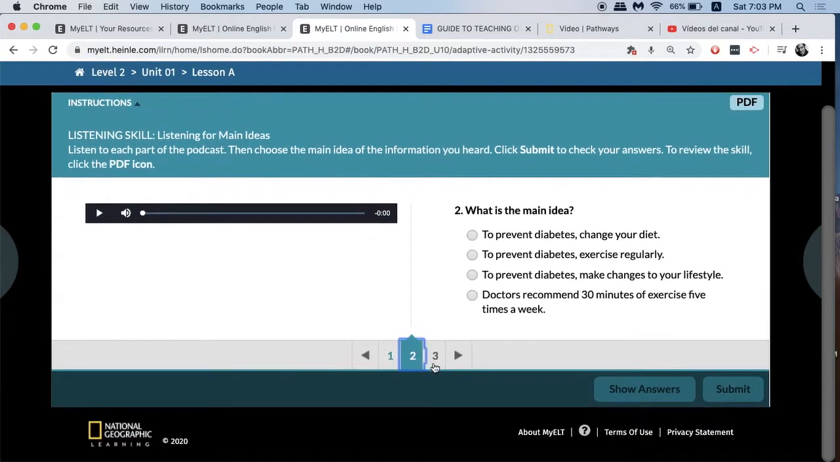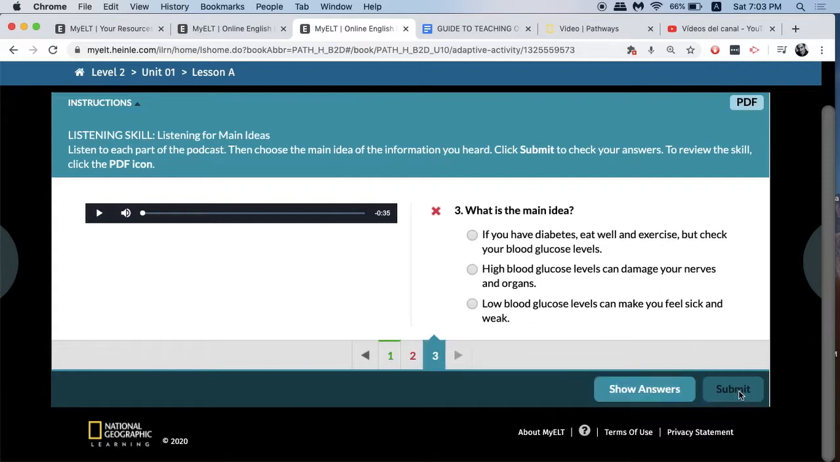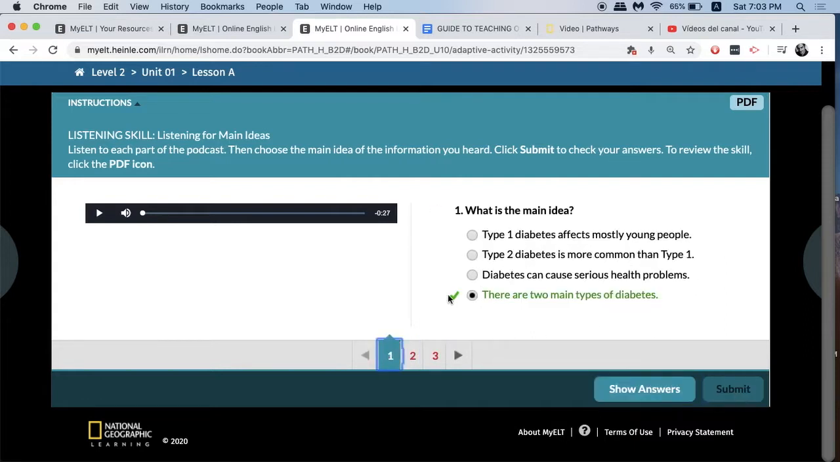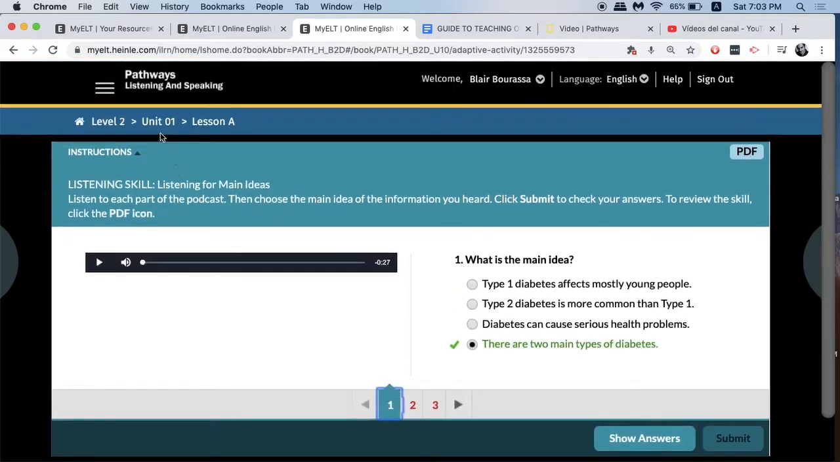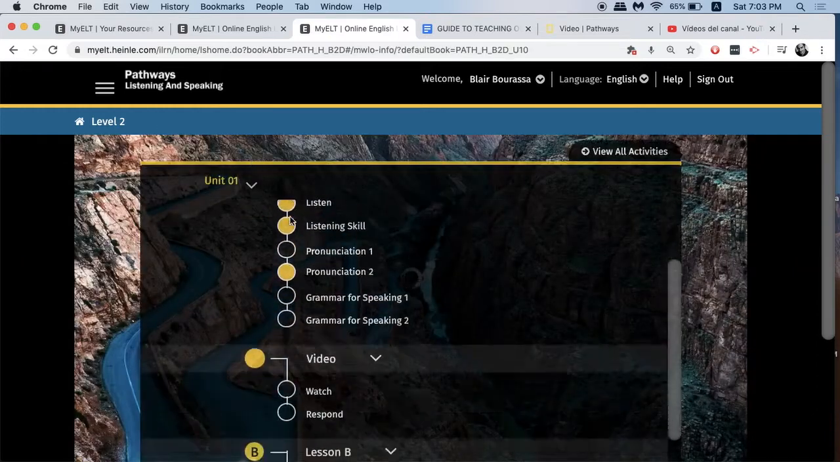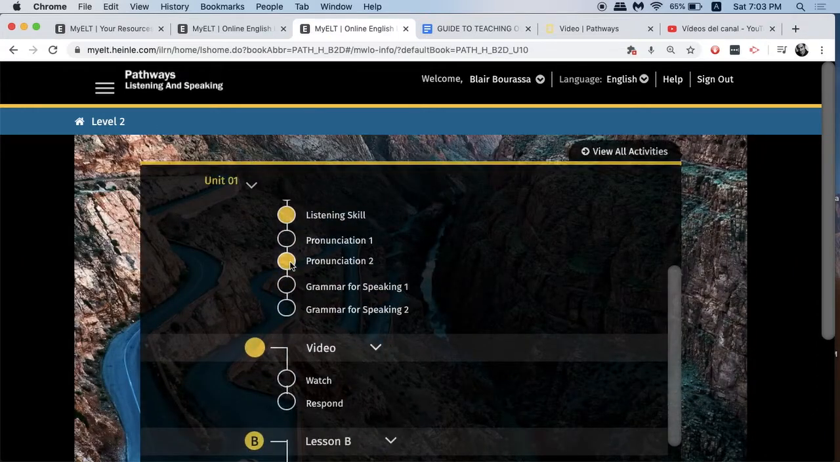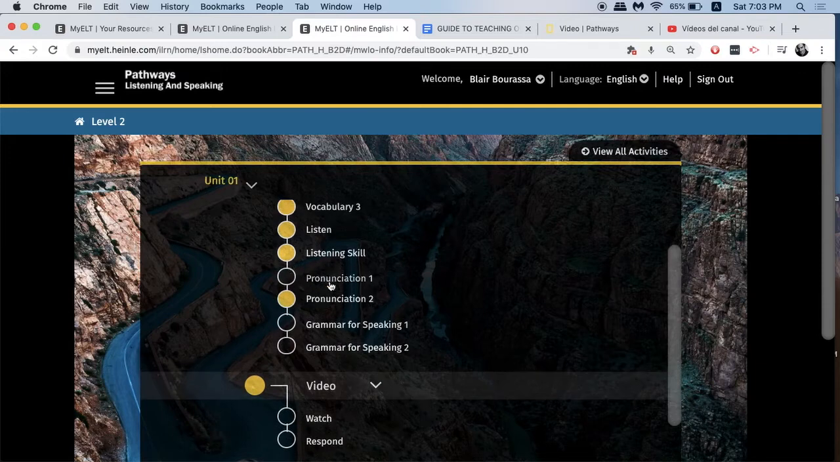And you go through the different questions and submit the answers. I got one right. Okay, so there's not one but two listening passages in the workbook that are additional to the listening passage in the textbook. Then there's pronunciation activities, and these tend to vary.